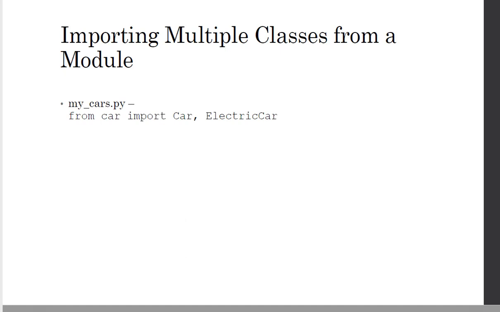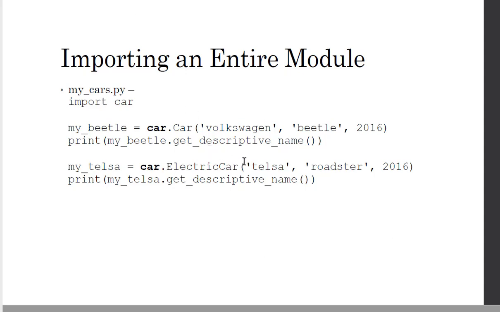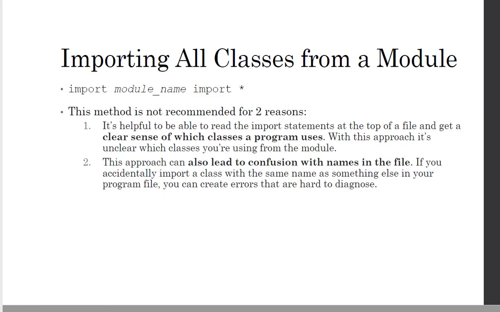Importing multiple classes from a module. So if we needed to import multiple classes, we would do it this way: from whatever module, import whatever class names and separate them by a comma. Importing an entire module. When we just say import car and we're not specifying exactly what we're importing, we have to prefix those class names, in this case when we're creating these instances, with that module name, just like we did when we were working with functions.